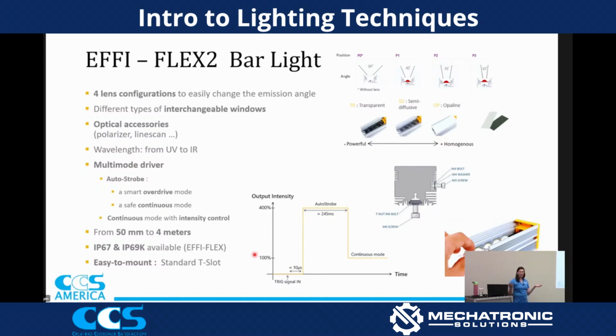But if you really need it and you need to pay for shipping for that, it is possible to make a light that long. For the FE Flex, it can be IP67 and IP69K available, and it's made from extruded aluminum, so it's extremely easy to mount. So these are great floodlight options just because they're super flexible. They can be wide angle, narrow angle, super uniform, not very uniform, whatever you need.